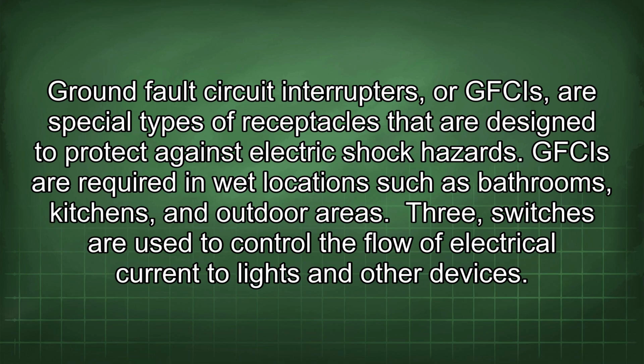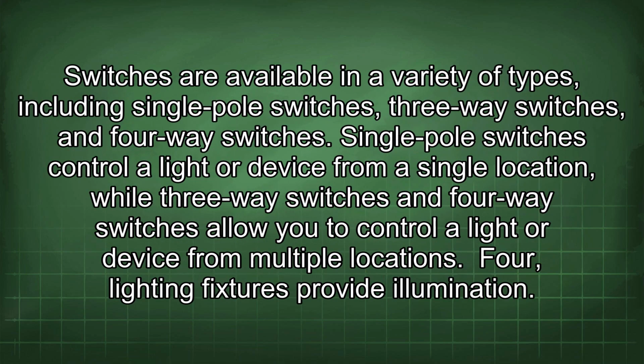3. Switches are used to control the flow of electrical current to lights and other devices. Switches are available in a variety of types, including single-pole switches, three-way switches, and four-way switches. Single-pole switches control a light or device from a single location, while three-way switches and four-way switches allow you to control a light or device from multiple locations.